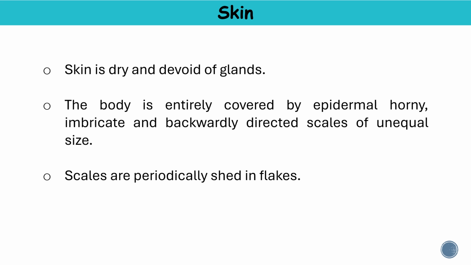The skin of Calotes is very dry as it is devoid of glands. Completely, the glands are absent on the skin of Calotes. The body is entirely covered by epidermal horny scales which are backwardly pointed and of unequal size. The scales of Calotes are periodically shed as flakes.